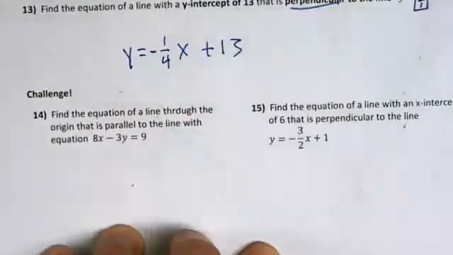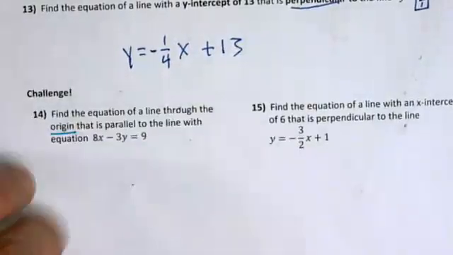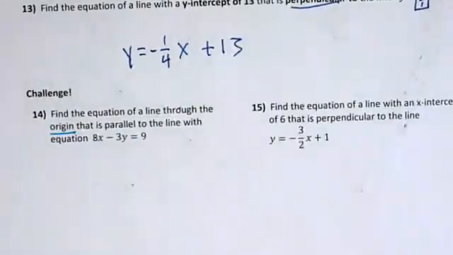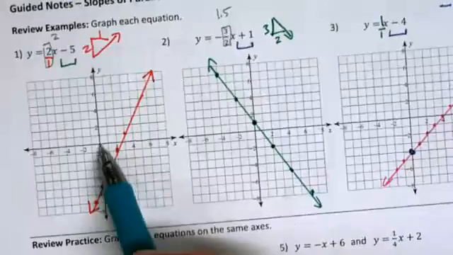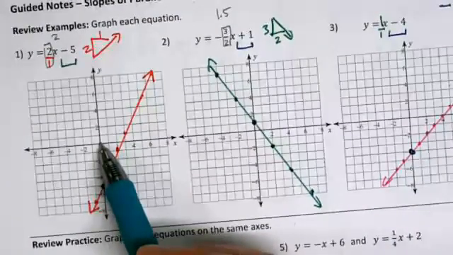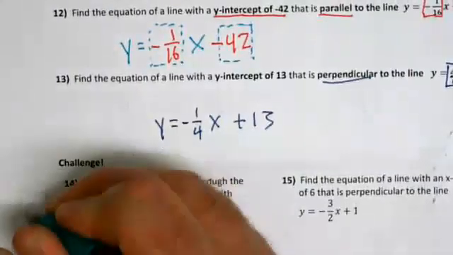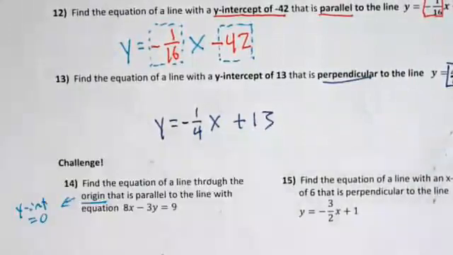I saw several people working on number 14 and making some good progress on it. A couple keywords here. Our line is going to go through the origin. Where is the origin on a graph? It's at 0, 0. This would be the origin, right? So if I have a line that's going through this point, what's the y-intercept going to be? The y-intercept is 0. So when I tell you it's going through the origin, that's a sneaky way of saying that the y-intercept is equal to 0.